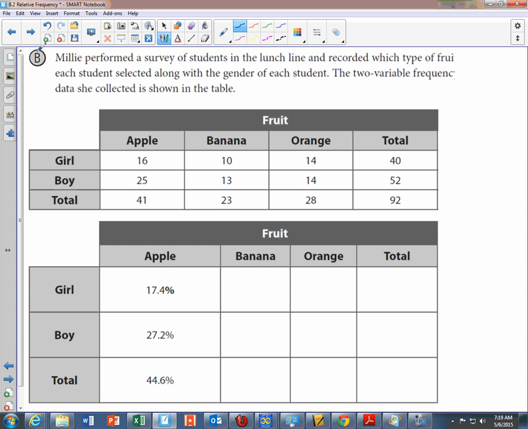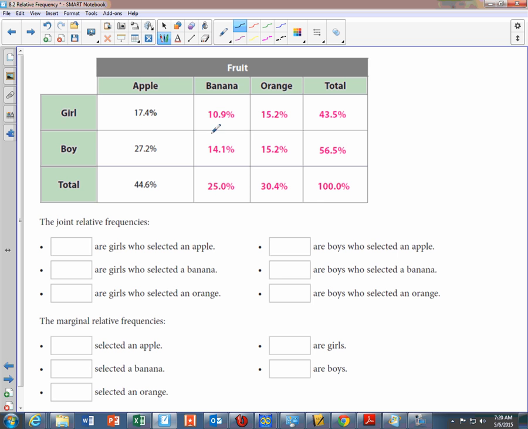Okay, so hopefully you've done that. Here's what your table should look like. If you didn't get these percentages, go ahead and fix them. Okay. Now take these numbers and fill in the boxes down below. The joint relative frequencies, blank, are girls who selected an apple. So girl who selected an apple is 17.4%. It's just asking you to understand what each number means. 17.4% are the girls who selected an apple.